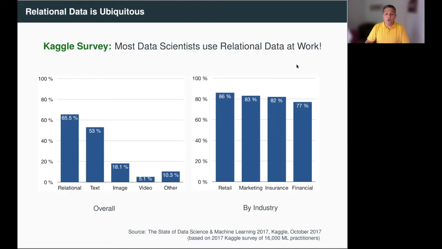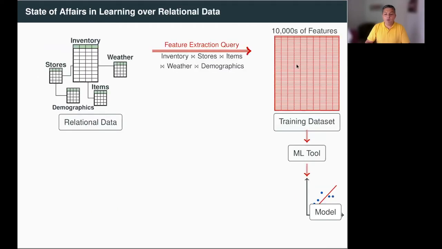Now, given the pervasiveness of relational data, one would expect there are specific relational-based techniques for learning over relational data. This is, however, not the case. The state of affairs in learning over relational data is rather far from satisfactory. Consider a simplified scenario in which we'd like to train a model over a database in the retail domain. We'll first compute the training data set using a so-called feature extraction query, which joins together the different relations in the input data set and possibly throws away relevant columns and possibly may add new columns representing aggregated features.